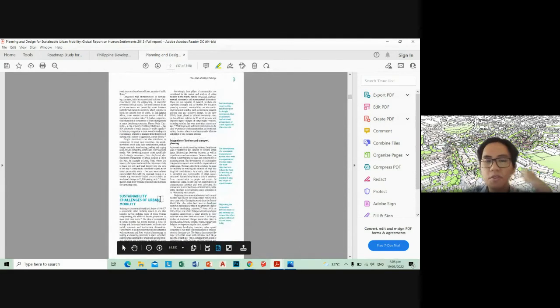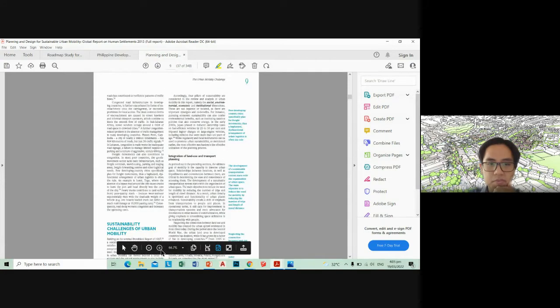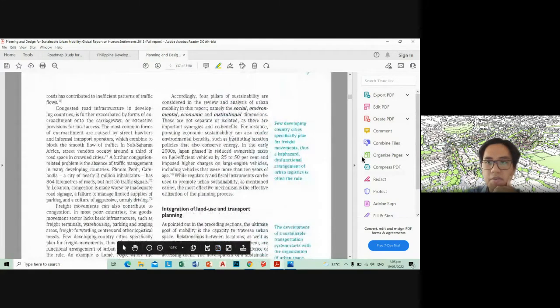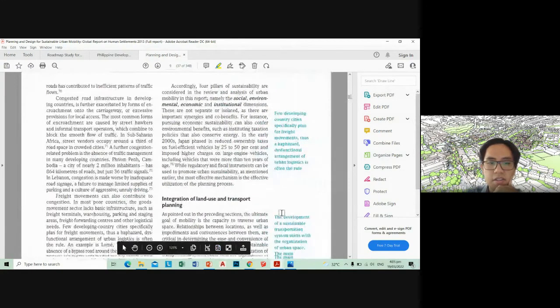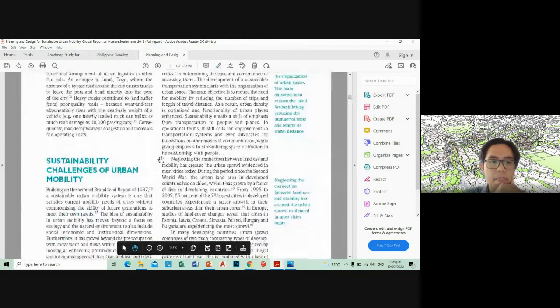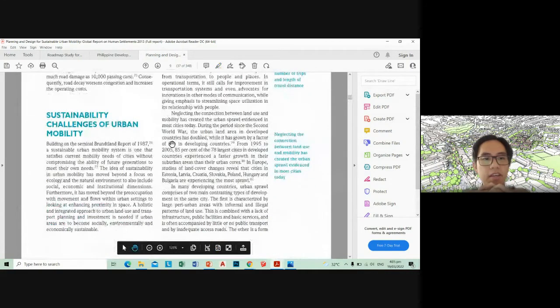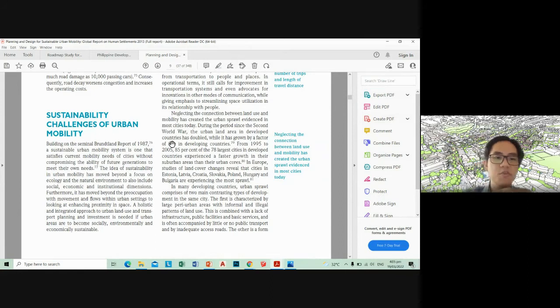So let's go to the sustainability part. I'll just quickly read the quick start here. Building on the Brundtland report, a sustainable urban mobility system is one that satisfies current mobility needs without compromising future generations. So similar to the definition of sustainability that we have.